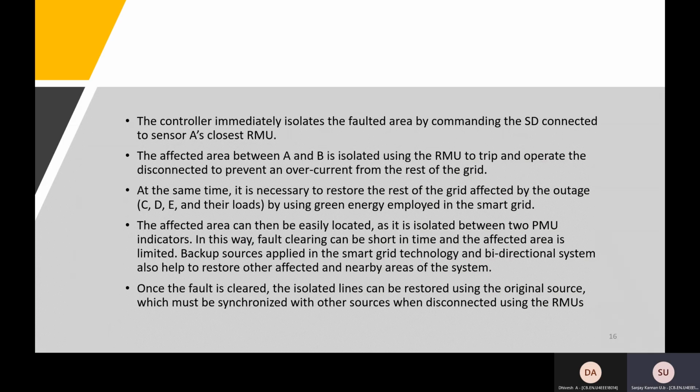So this head controller will immediately isolate the faulted area, and it will send a command to the SD connected to the sensor's closest RMU. RMU means ring main unit. And at the same time, when the fault area is isolated, we have a different green source, and this source is used to feed the other loads. And once the fault is cleared, the isolated lines can be restored using the original source, which must be synchronized with other sources when disconnected using RMUs.